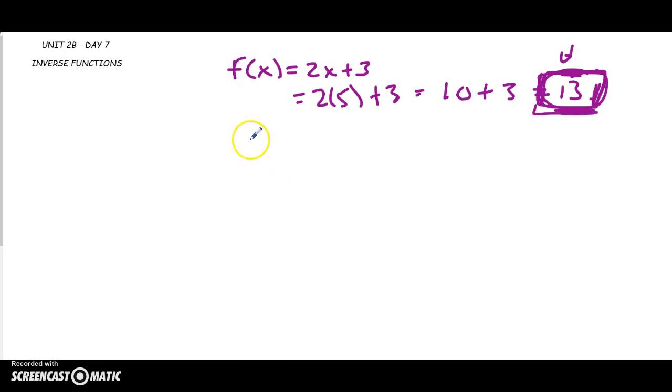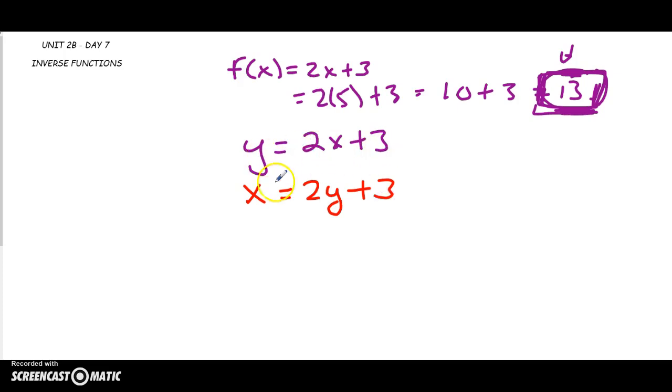So first thing you do is replace f of x with y, so y equals 2x plus 3. And what you want to do now is work backwards, and to work backwards, we're going to replace y with x and x with y. Anywhere you see a y, you put an x, and anywhere you see an x, you put a y. So now we're working backwards.